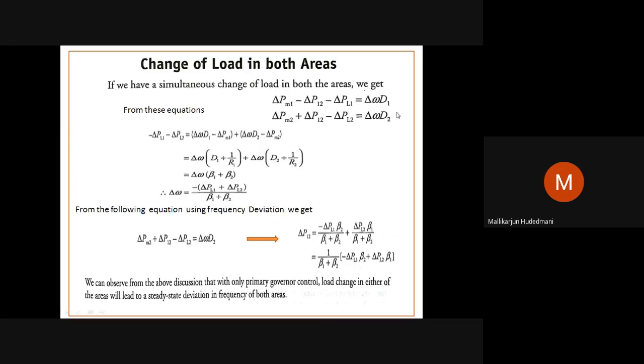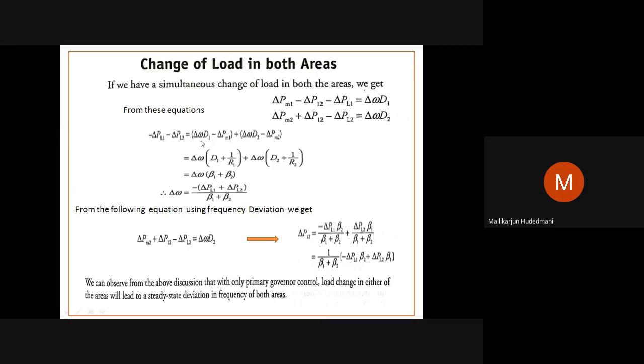And later I rearrange this equation using the addition of these two. If I add these two, there is a cancellation of delta P12, P12 over here. What remains here for me? Let's see here. Minus delta PL1 minus delta PL2. When I take these two additions, minus delta PL1 minus delta PL2 remain, and these two cancel. This term I transfer to the other side as 1 by R1, 1 by R2 respectively with the delta omega.